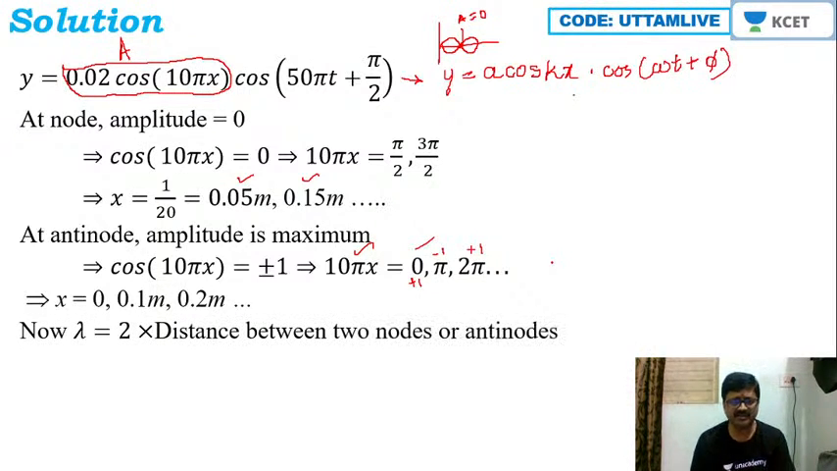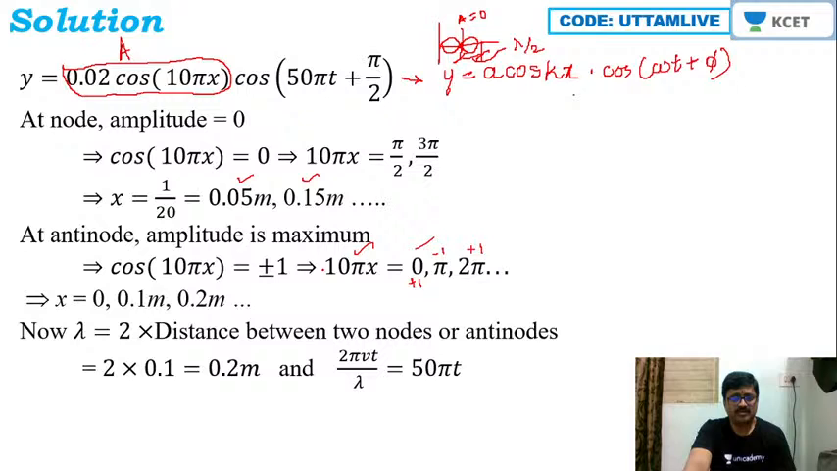Now let me just calculate lambda here. Lambda is equal to 2 into the distance between two nodes or antinodes, because I know that the distance between two nodes is half of the wavelength. This is lambda by 2 here. So I'll take this as 2 into the distance between two nodes. Is it not lambda by 2 into 2? That is lambda. So the distance between two nodes, I'll consider to be 2 into 0.1, right? If you take the difference between 0.15 and 0.05, the difference is 0.1. Similarly, 0.1 minus 0 is 0.1. So the distance between two nodes or antinodes is 0.1. So 2 into 0.1 gives me 0.2 meter, that is the wavelength.